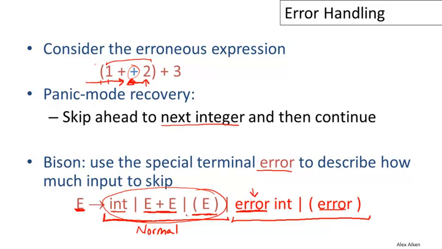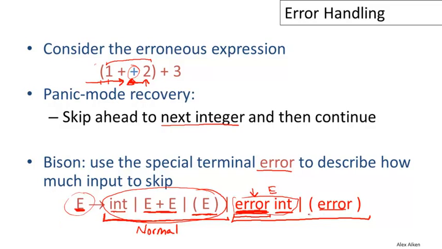If that isn't working out, if it gets stuck, then it can hit the panic button and declare that it's in an error state, and it can throw away all the input. This error will match all the input up to the next integer. Then this whole thing could be counted as an E, as one of these things, and then we would try to continue the parsing.